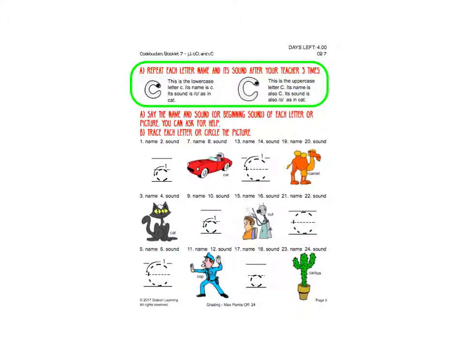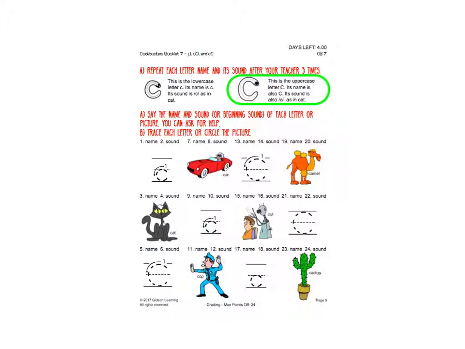Repeat each letter name and its sound after your teacher 3 times. This is the lowercase letter C. Its name is C. Its sound is k, as in cat. C, C, C, k, k, k. And now we can write our lowercase letter C.